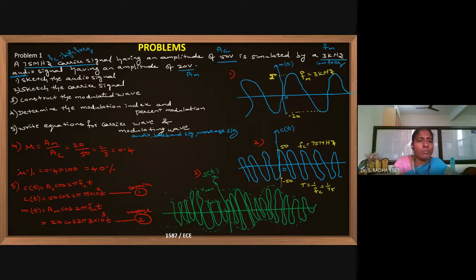Fourth one, finding the modulation index formula, AM by AC. Fifth one, equations for carrier and message signal.